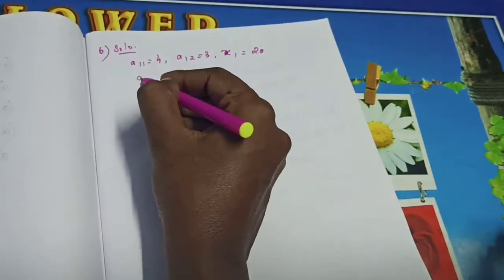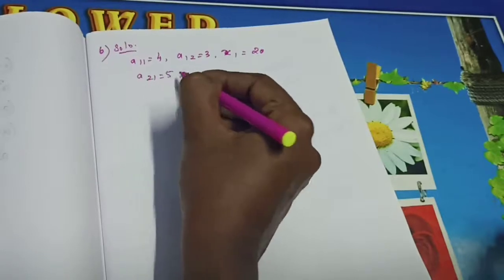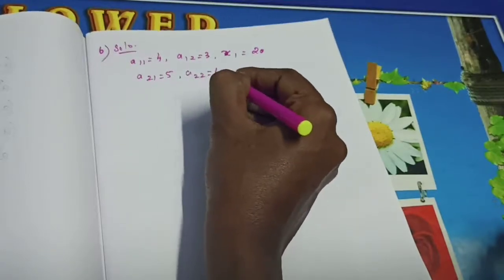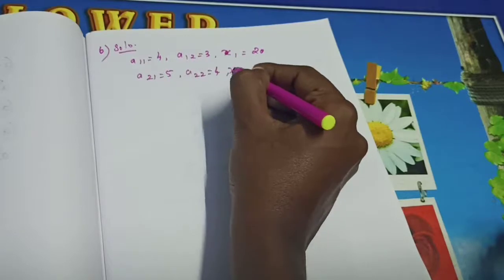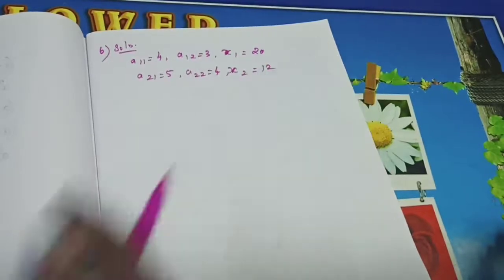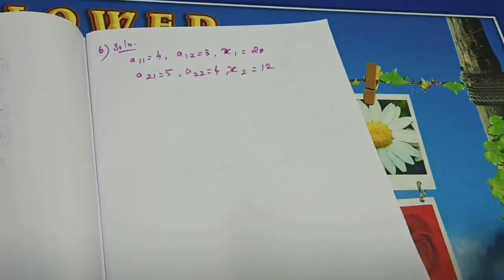Then same as that. A21 value is given as 5. A22 value is given as 4. X2 value is given as 12. Okay. Now, how will you find the technology matrix?